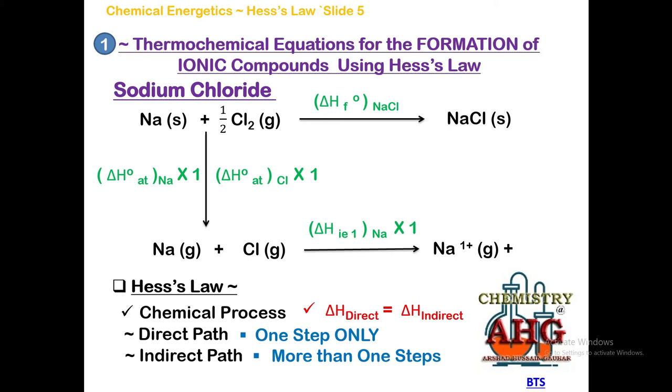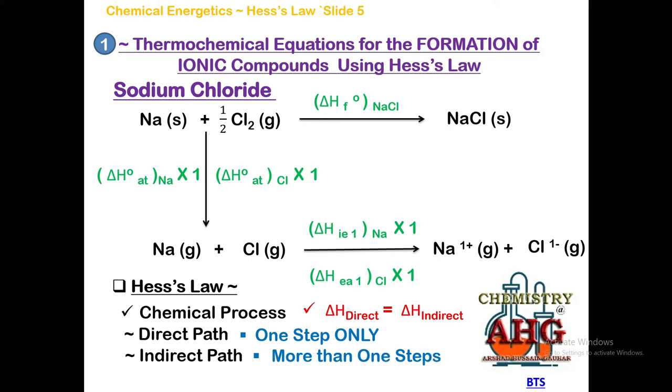Chlorine belongs to group number 7. It needs 1 electron to complete its valence shell. So chlorine will gain 1 electron. It would get a charge of 1 minus, gas. Now the enthalpy change that is related to reduction, or gain of electron, is known as electron affinity. So for the ionization of chlorine, you can write down first electron affinity multiplied by 1 because there is 1 mole of chlorine. Now we have completed the second step for the indirect path of Hess's law.